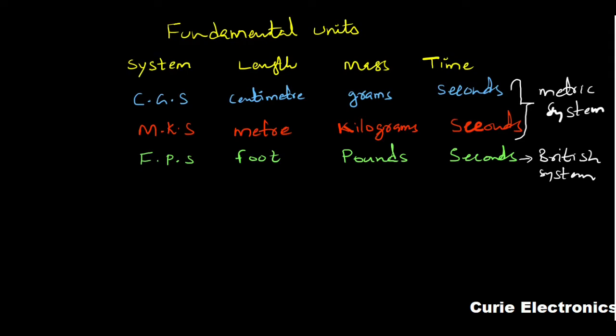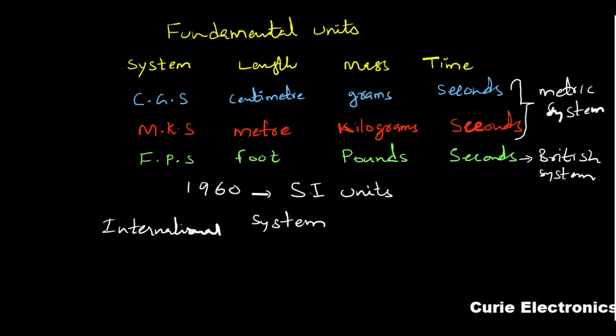In the next lecture, we'll be doing conversions between different units. Then we will come to know much more about this. Now, in 1960, an international standard was introduced for units. That is known as SI units. SI means International System of Units.